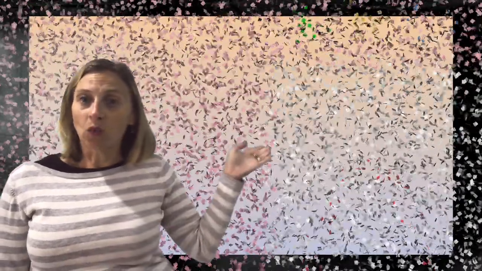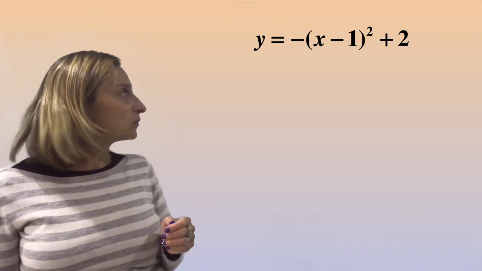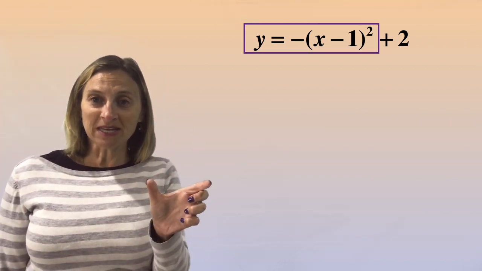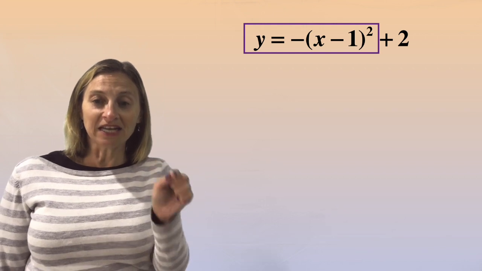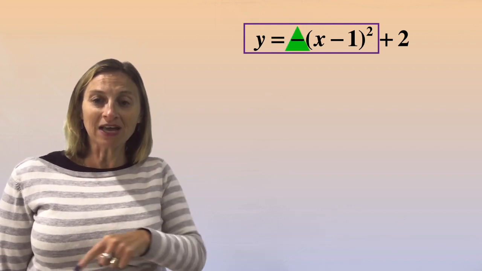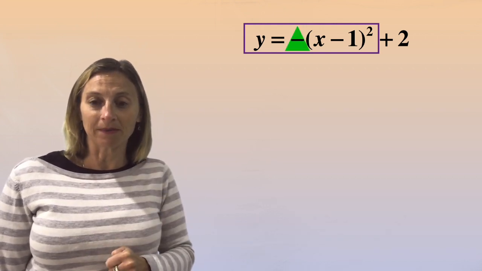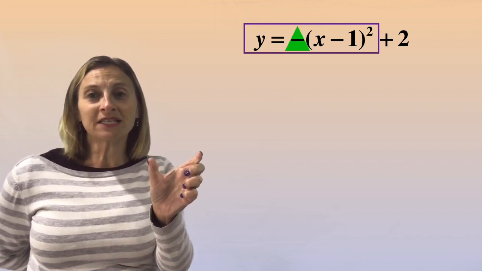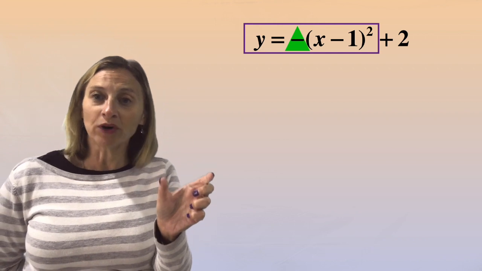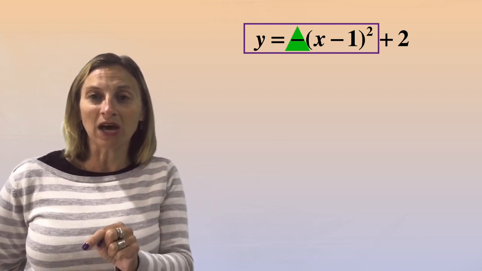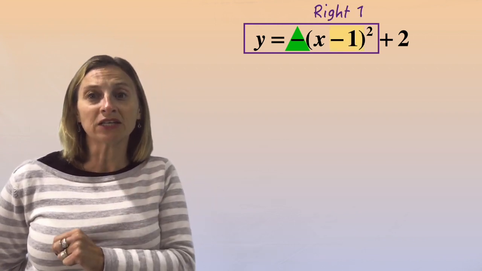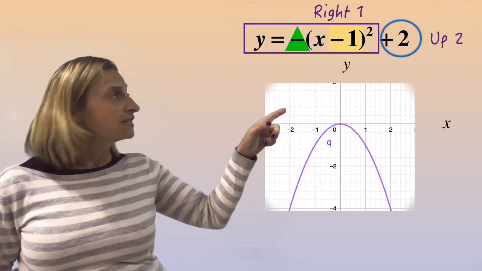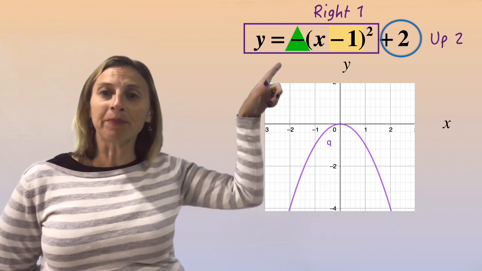Here's another one. Y equals minus (x minus 1) all squared plus 2. What does it mean? You've got your basic curve and it's a minus out the front. So that tells us it's an upside down parabola. Then we look at the bit inside the brackets because there's something attached to the x. And what is it this time? A minus 1, which means it's to the right 1. And the plus 2 at the end tells us that the whole graph needs to go up 2.